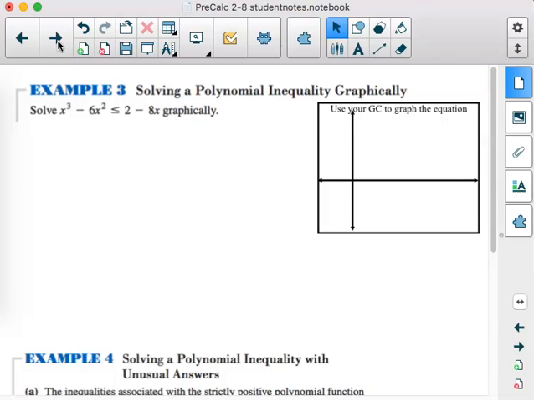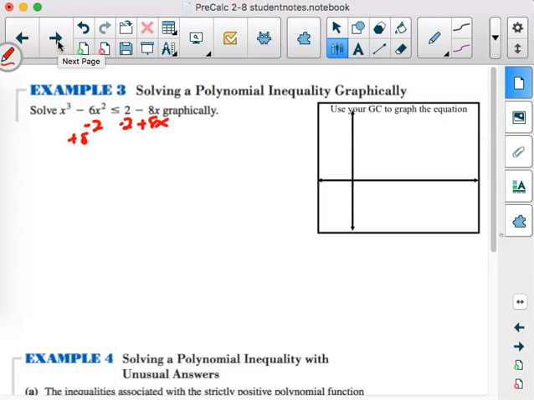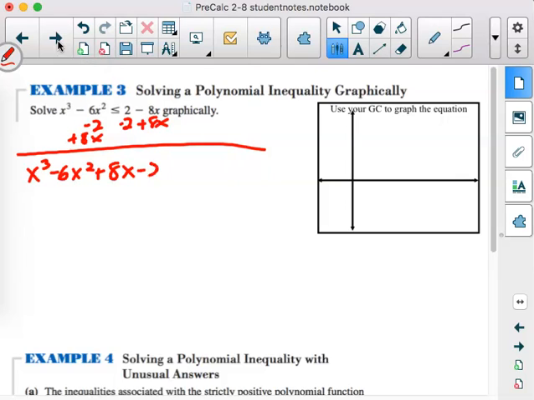Example 3, another solving. Solving a polynomial inequality graphically. Now here's that big skill of, wait a second, that doesn't look like the other ones. All the other ones had a 0 on one side. Yeah, so our first step here is get a 0 on one side. So we would subtract 2 and add 8x to both sides. Like so.